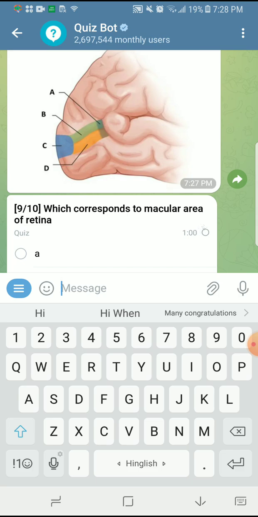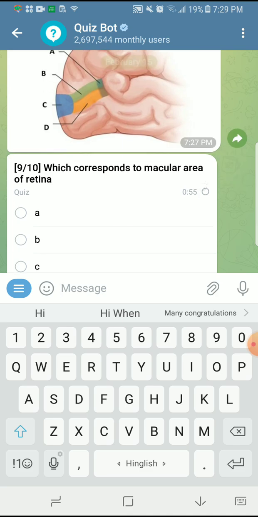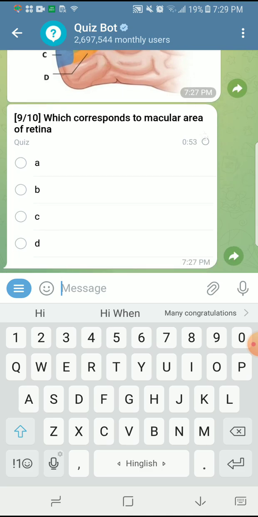But you should know at your level that the tip of the occipital lobe, that is C option, is corresponding to the macula, means central retina. That's why macular sparing is there in visual field defects. So answer over here is C.